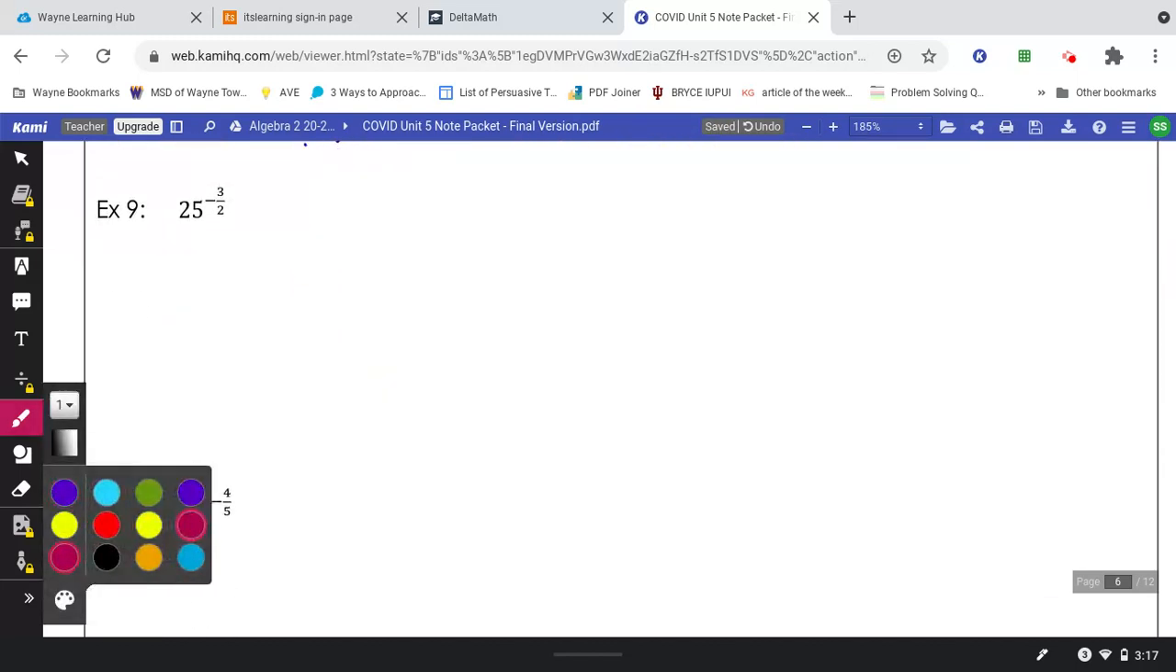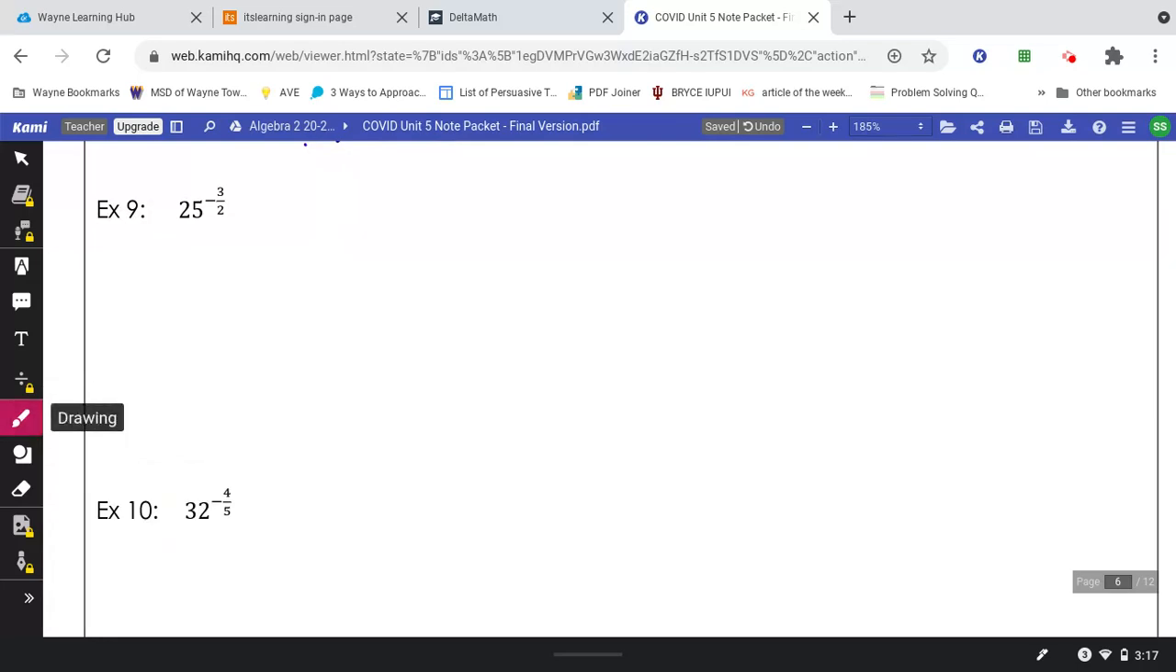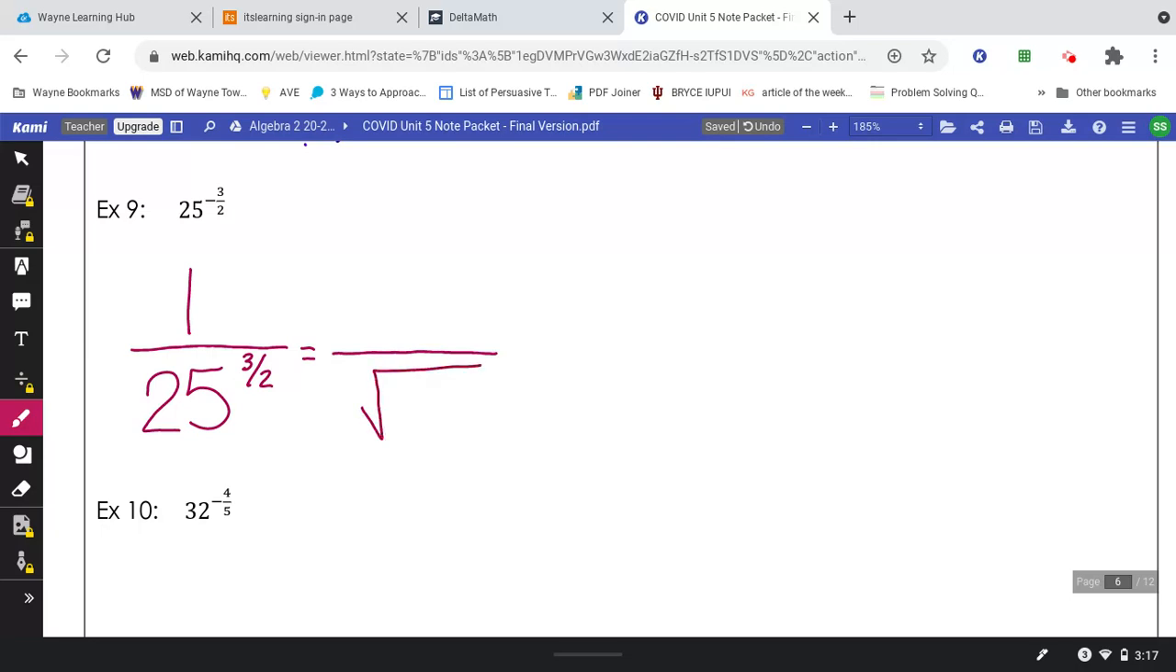For example number 9, notice the negative exponent. So we'll start by moving that negative exponent to the bottom and making it now a positive. We'll put a placeholder of a 1 at the top. And we'll focus all of our attention in the denominator and rewrite it. 25. Do you know which one goes where? The 3 should be at the top. 2 should be down at the bottom.